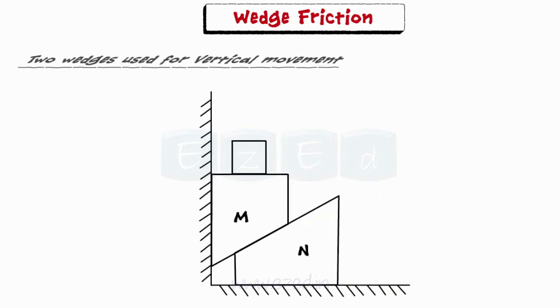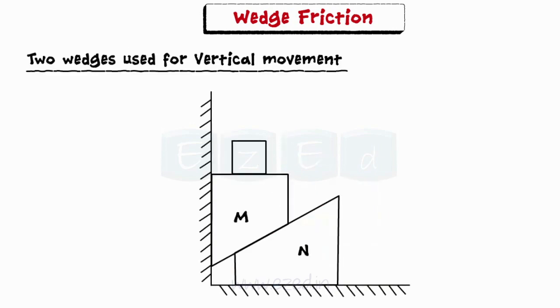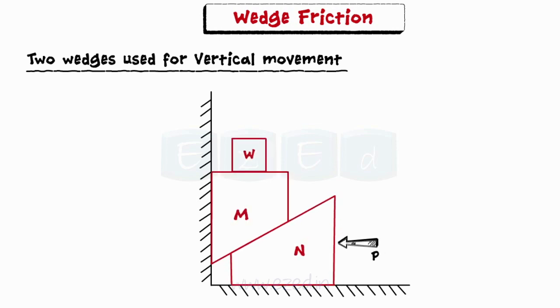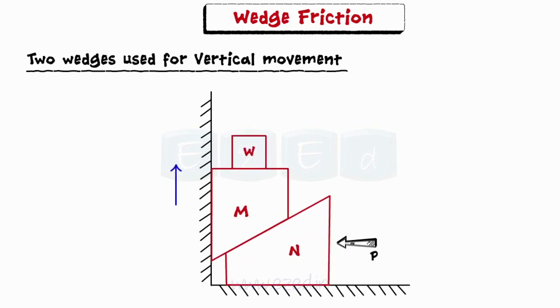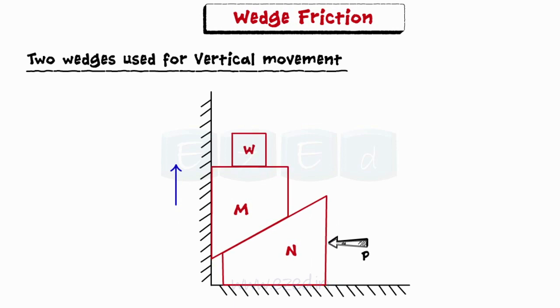In this case, two wedges are used to impart a small vertical movement to heavy machinery of weight W. Force is applied to the wedge N, which is driven inside, causing vertical movement of weight W.